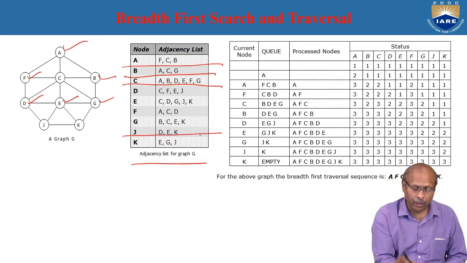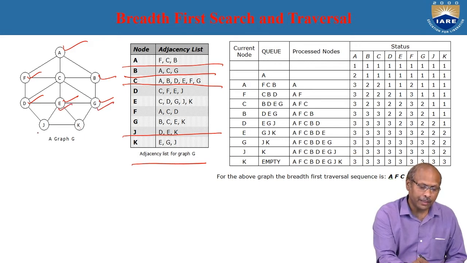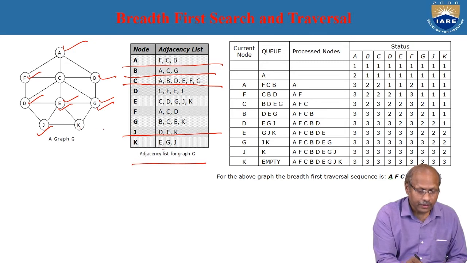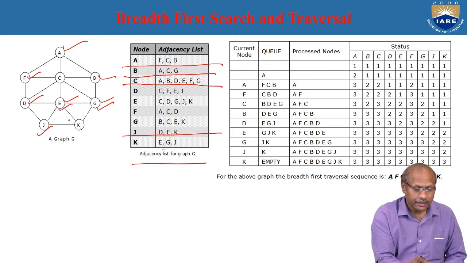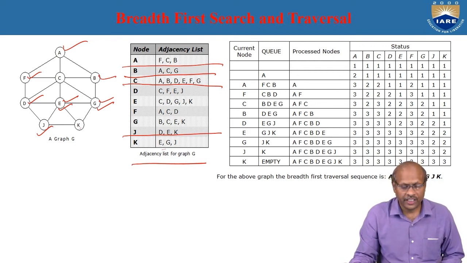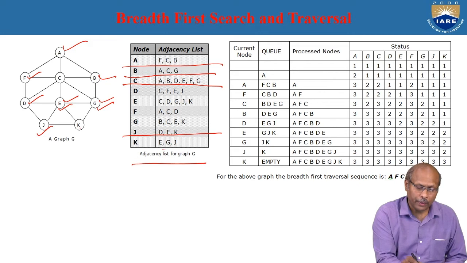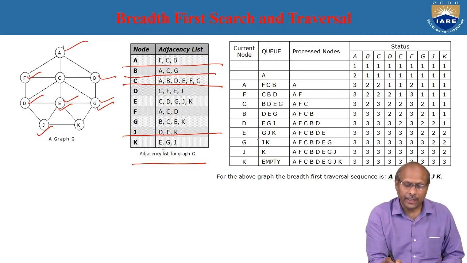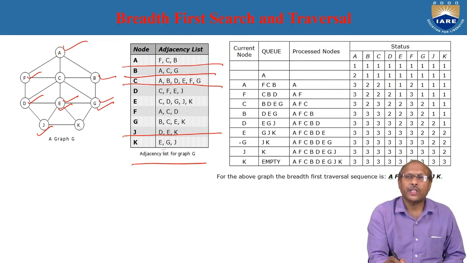Similarly, if you observe K, what are the adjacent nodes for K? K's adjacents are G, E as well as J. Of course, while preparing the adjacency list, you can write in alphabetic order also. There is no restriction. So like this, you first prepare the adjacency list. After preparing the adjacency list, then you start the process.